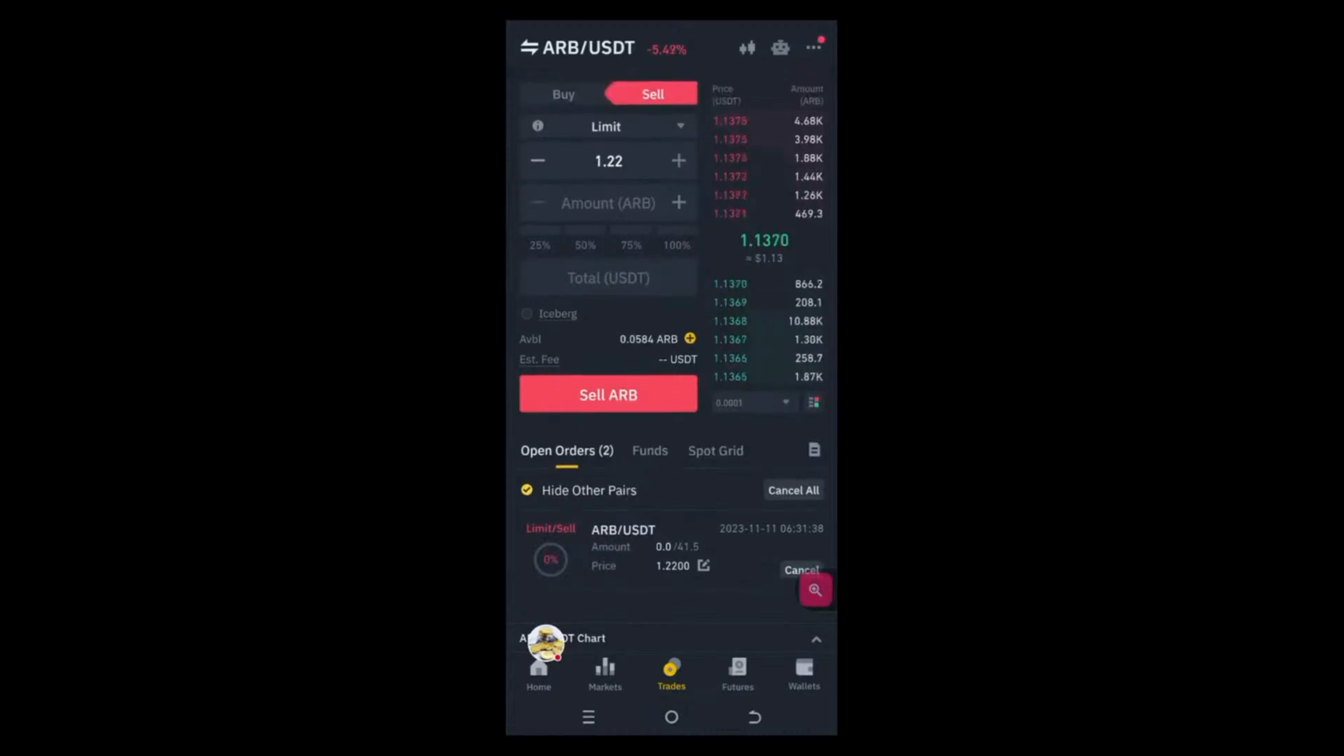So for me, I hope I've been able to convince you and not confuse you that limit order is still the best. Okay, so that's just a little tutorial about OCO versus limit order.